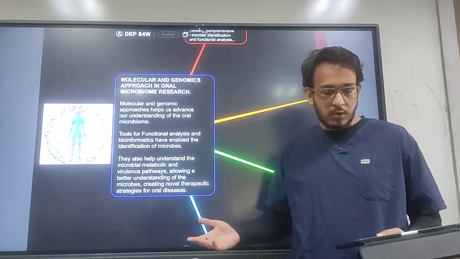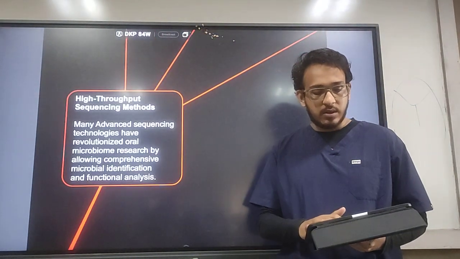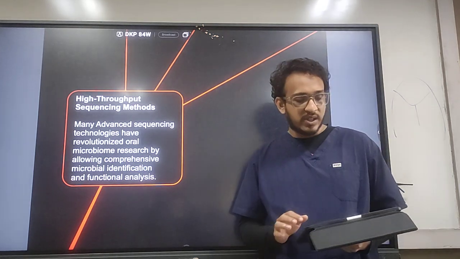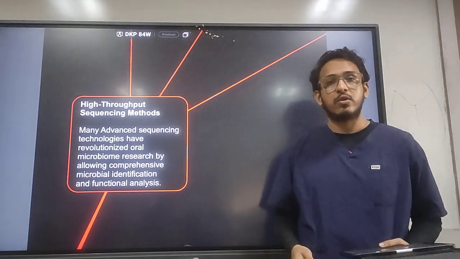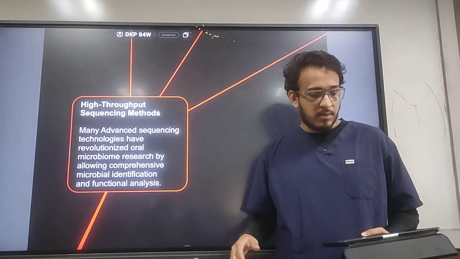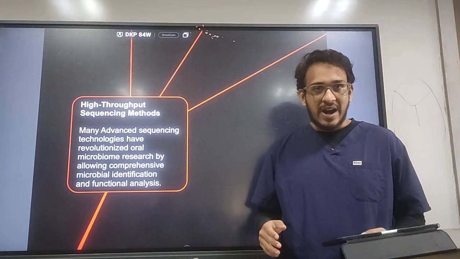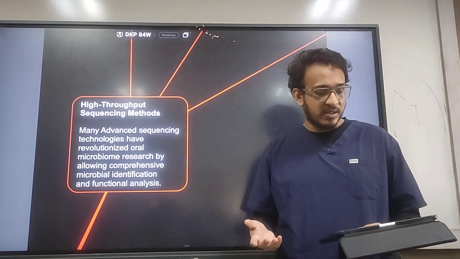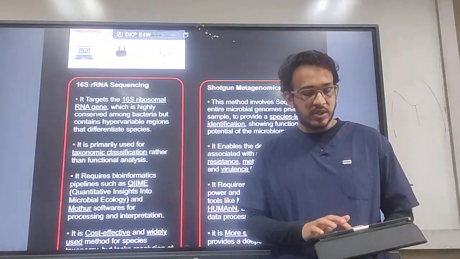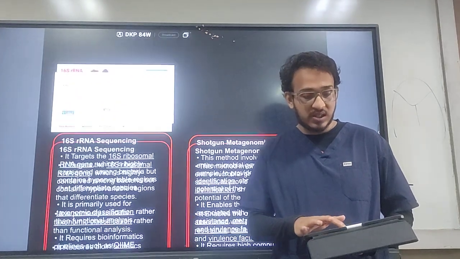fight these oral diseases. So coming to the sequencing methods, many advanced sequencing technologies are used. They have revolutionized how we understand the microbial pathways. So identification and analysis can be done using these sequencing methods. The first one that we'll see is the 16S rRNA sequencing.